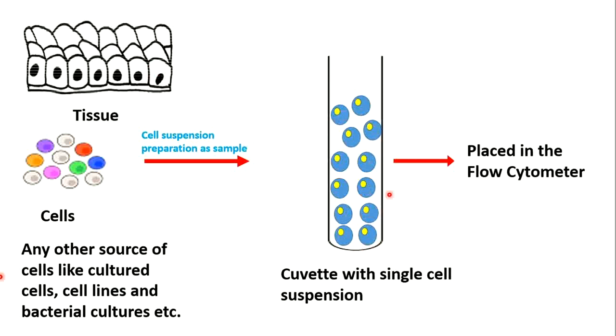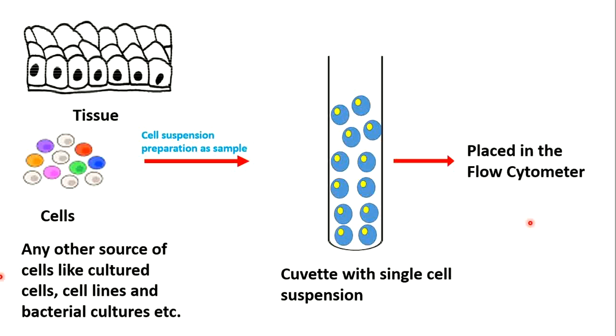Then you are putting those cells in the tissue, those cells in a test tube or in a cuvette, and that tube you put in the flow cytometer. That is your work. You take the cells, prepare a single cell suspension, put them in a test tube, and the whole tube you are going to put in the flow cytometer. And after that, the instrument will start its own function or its own analysis.